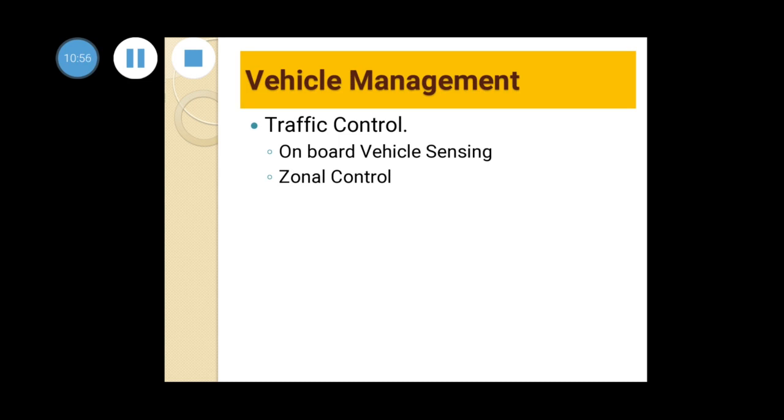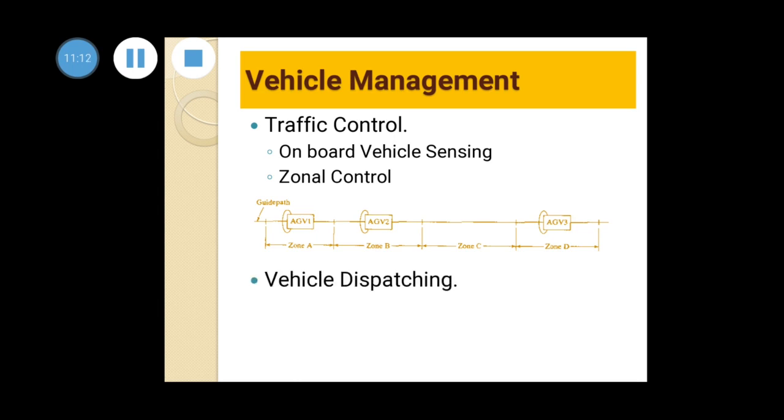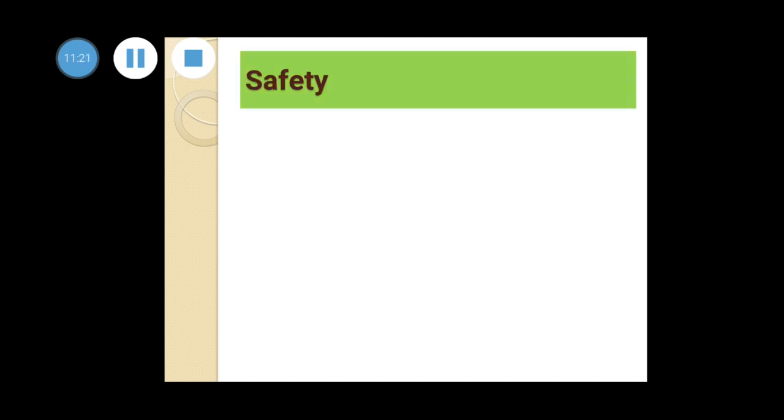Vehicle management: traffic control in AGVs, onboard vehicle sensing, zonal control. When many AGVs are employed, these vehicle management systems are very much required. So the guide path is there, and there are many AGVs, so they are divided into different zones and controlled. Vehicle dispatching, remote call station.